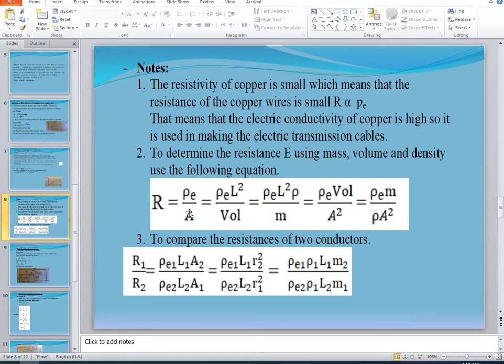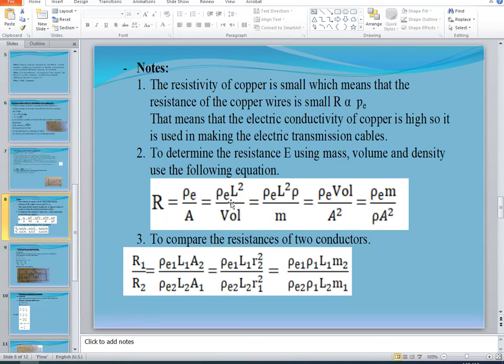We can replace here the area and put instead of it volume over L. Volume over L, here L in the third floor, so we can move it upward to the numerator, so it will be rho_e L times L over volume, which will be rho_e L power 2 over volume. This is how we get this rule.